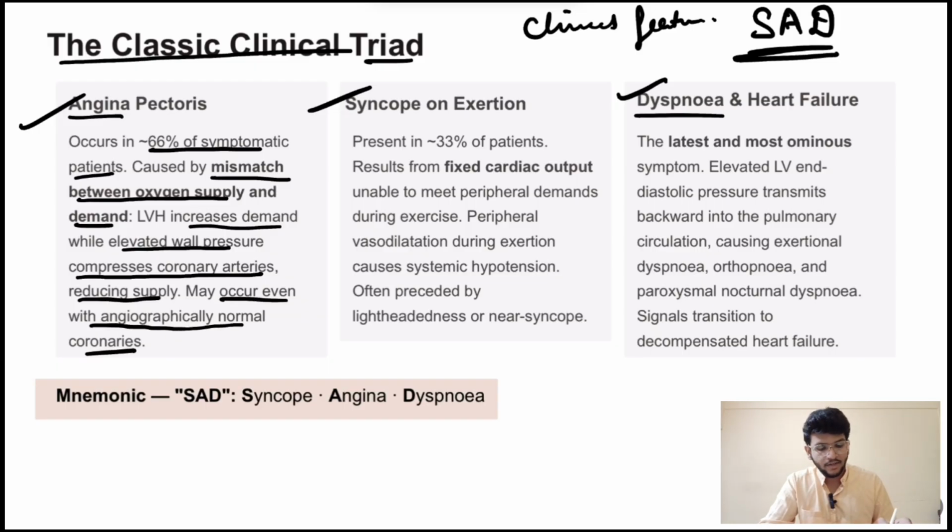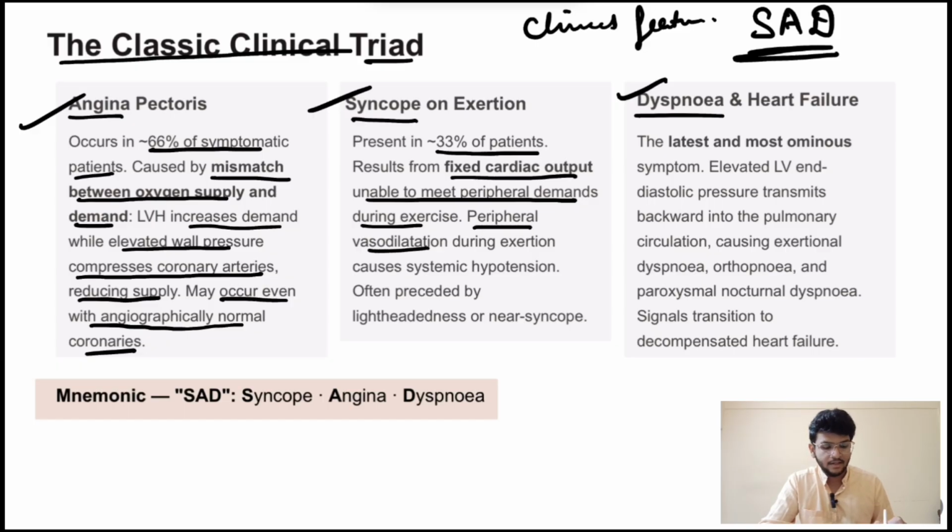Syncope on exertion, which presents in 33% of patients, results from fixed cardiac output unable to meet peripheral demands of blood to the body during exercise. Peripheral vasodilation during exertion causes systemic hypotension, often preceded by lightheadedness and near syncope.